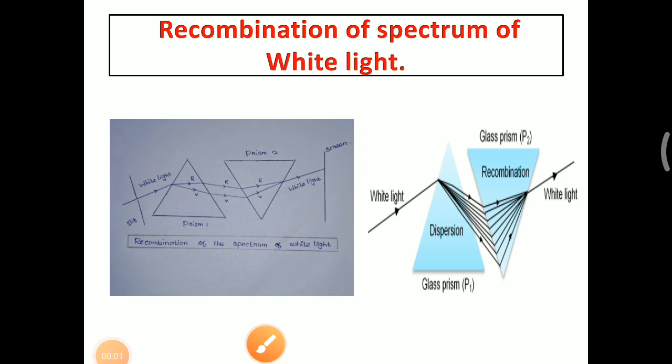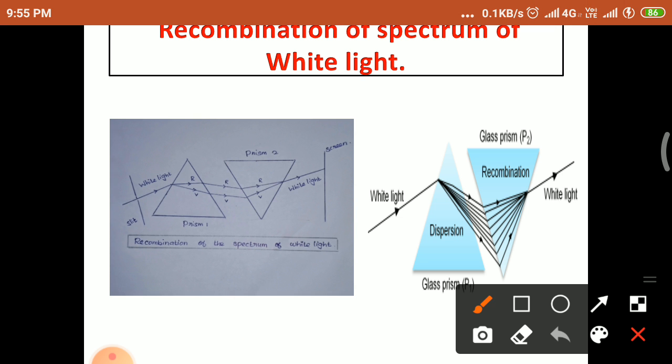The next one is recombination of spectrum of white light. When you draw the diagram for this question, first you have to draw a prism and write prism 1. Then the second prism you have to place upside down and write prism 2. Then this is a white light with arrow mark.